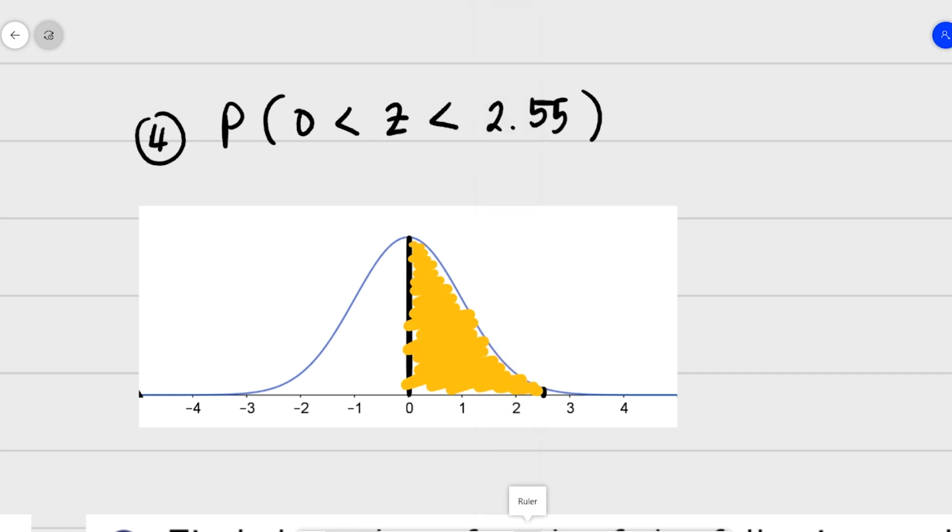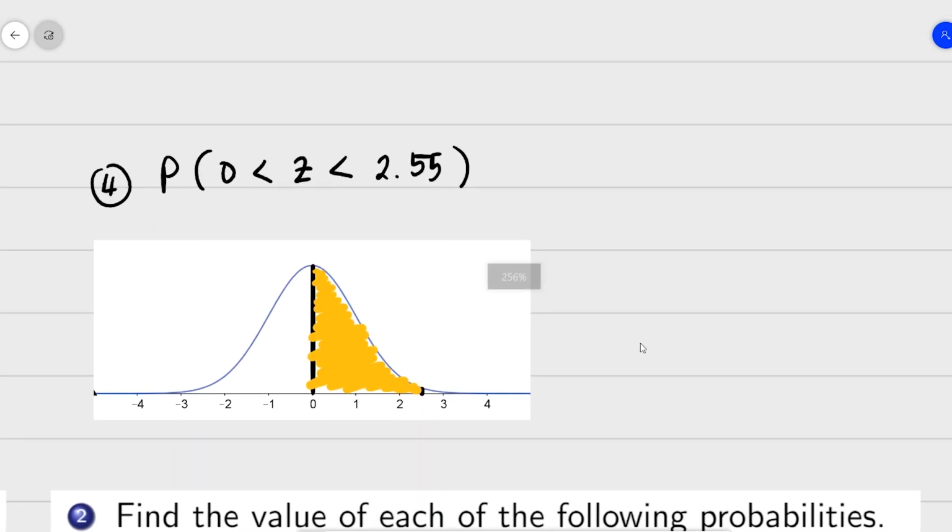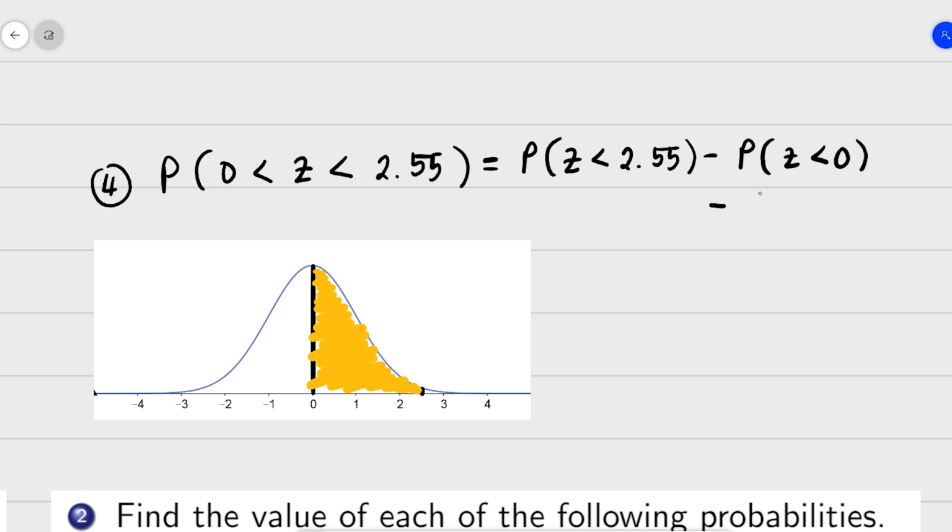Okay, according to what we discussed kanina, to get this particular area, all we have to do is get the probability that z is less than 2.55 minus the probability that z is less than 0. Ito, alam ko kung ano ito. Less than 0, 0.5 lang yan, no?